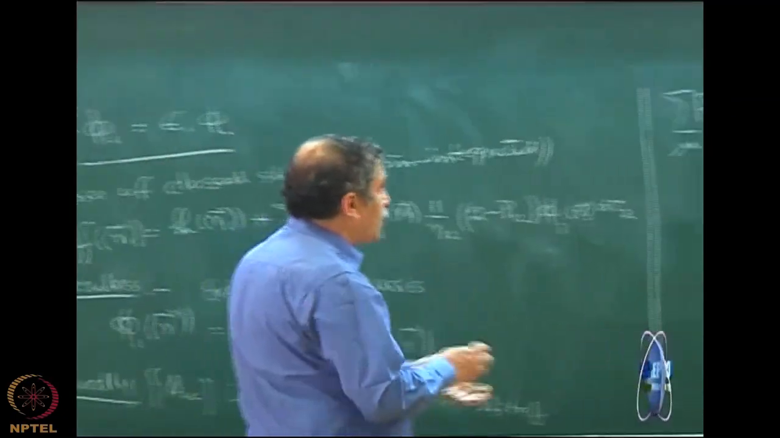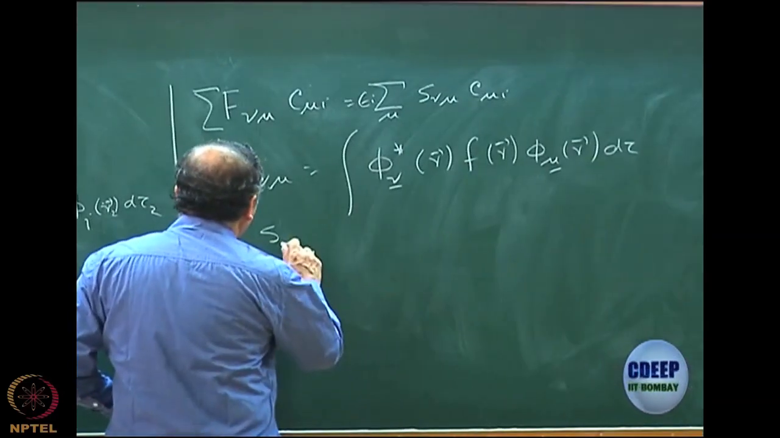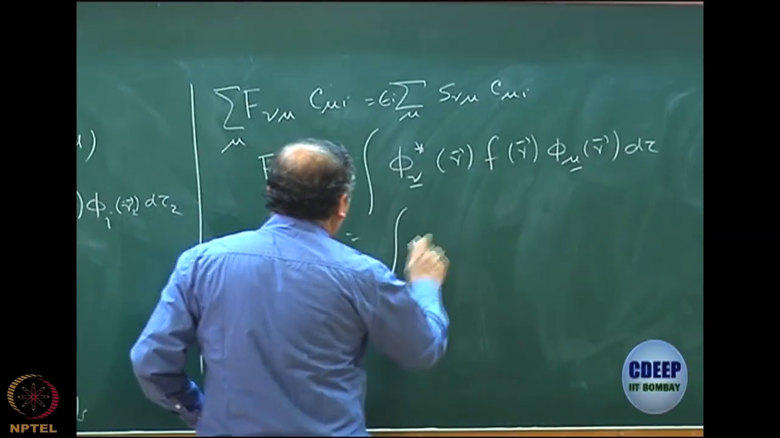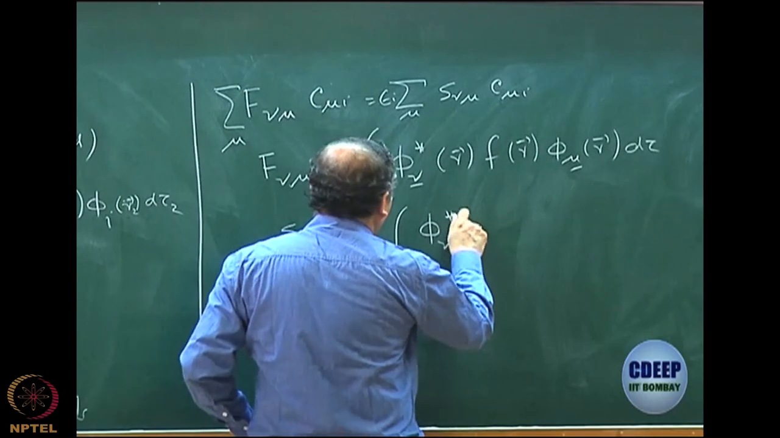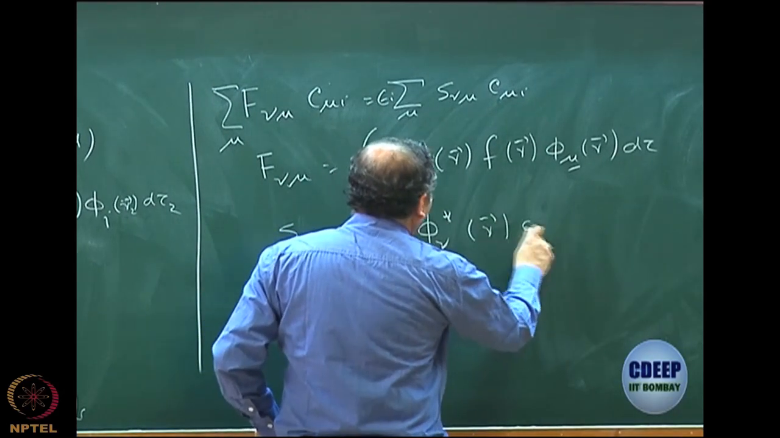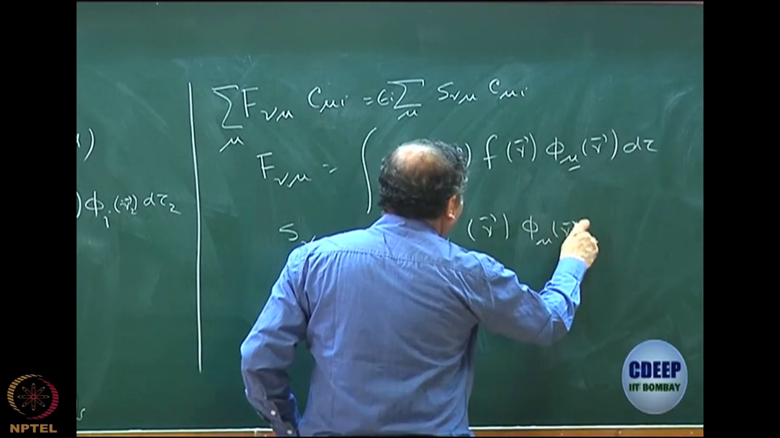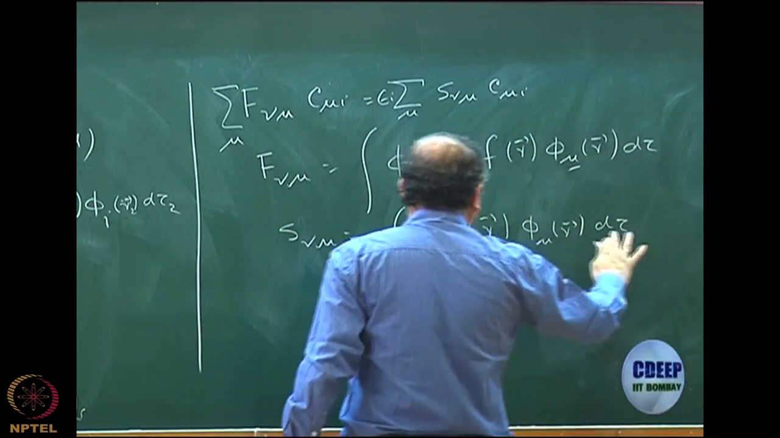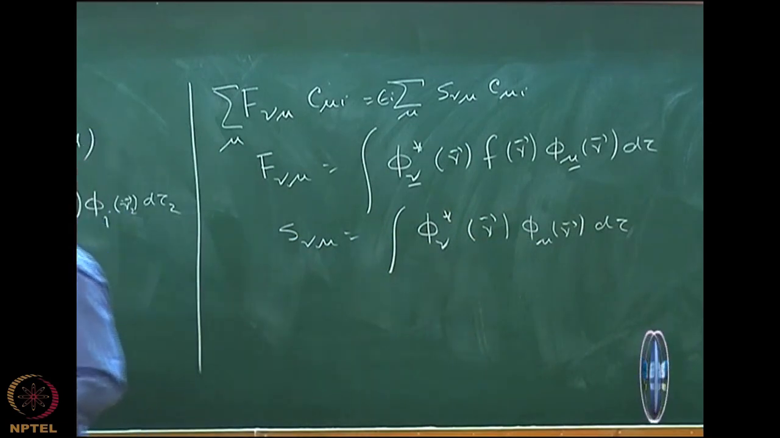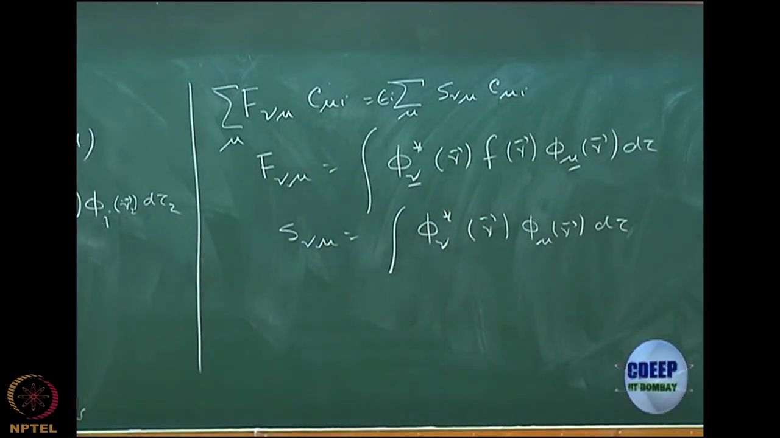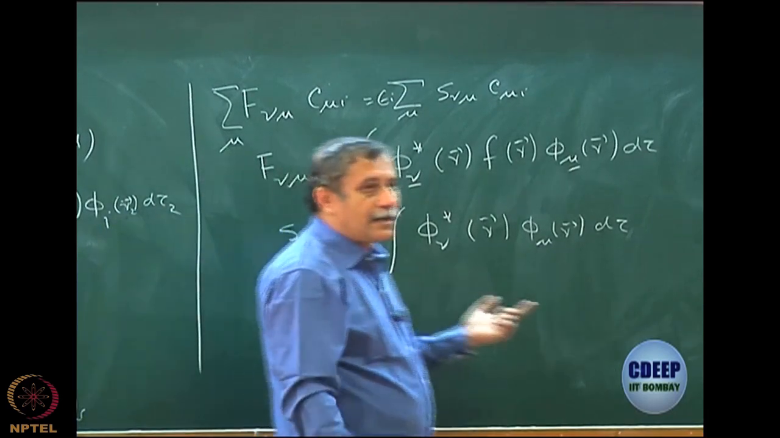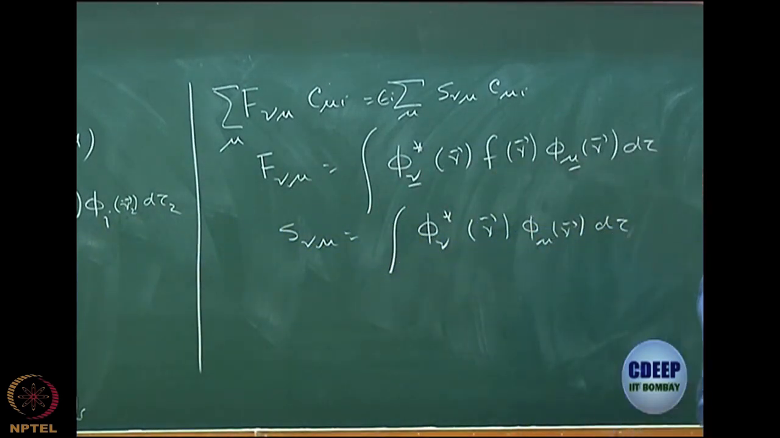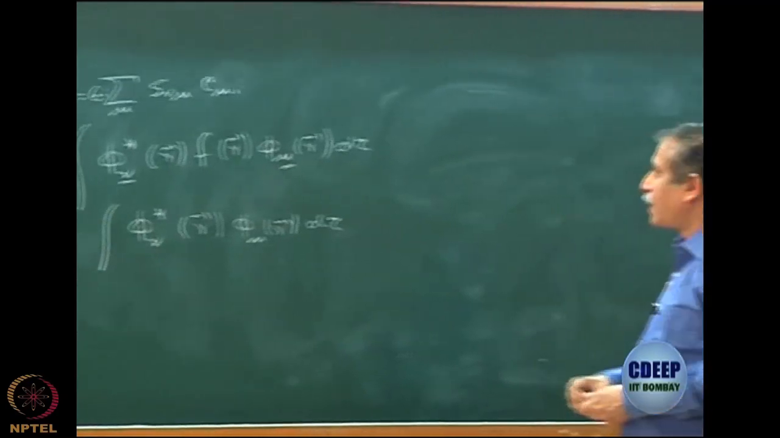So, C mu I is the coefficients. S nu mu is similarly an overlap integral between phi mu star r and phi nu r d tau, and if these are not orthonormal, of course, S nu mu will not be delta. Provided they are orthonormal, this will become a delta nu mu, Kronecker delta, which is an orthonormal set, but in general they are not.